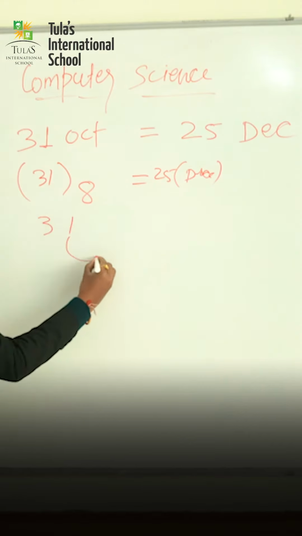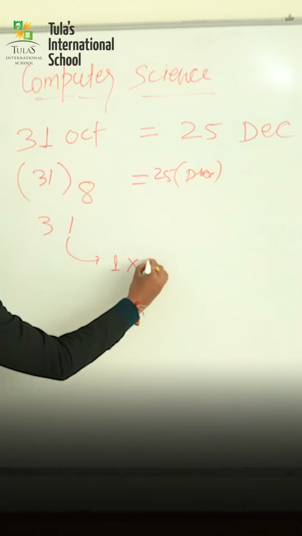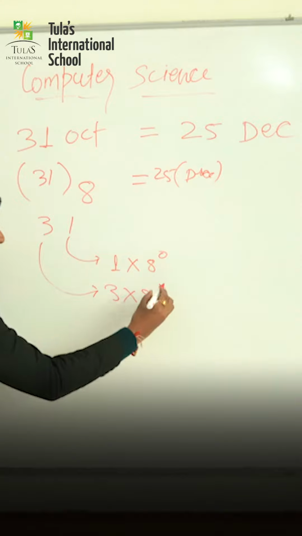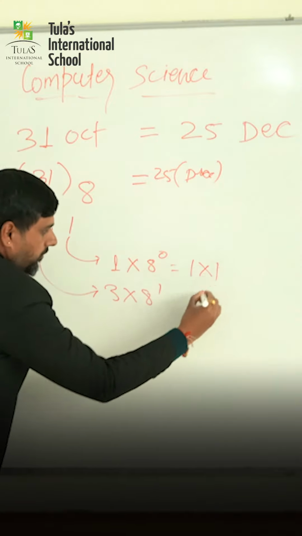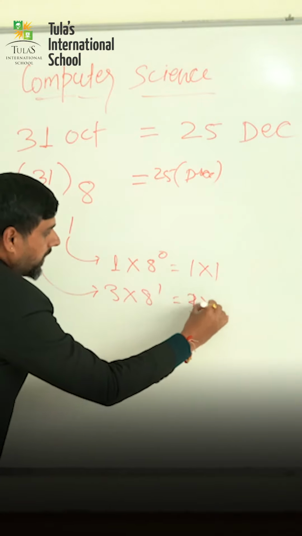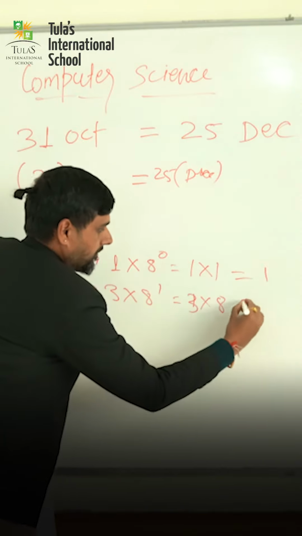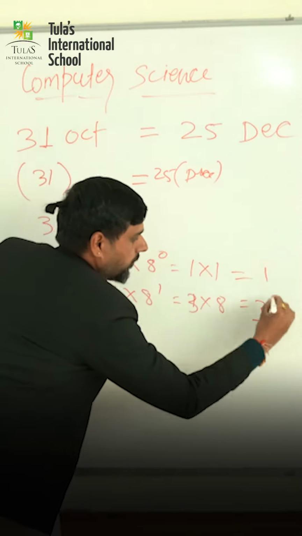3, 1 multiplied by 8 to the power 0. 3 multiplied by 8 to the power 1. 1 multiplied by 1, 3 multiplied by 8. How much? 1. How much? 24 plus 1? 25. Hence proved.